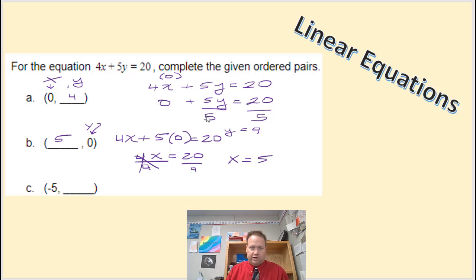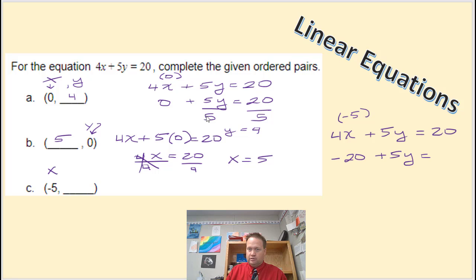Now the last one's a little bit trickier because they give me x, but it's an actual value. It's not going to be 0, so I'm going to have to multiply that out. So the equation says 4x plus 5y equals 20, but in place of x, I'm going to put a negative 5. So when I do that, 4 times negative 5 is negative 20, plus 5y equals 20. And now it becomes a two-step equation.